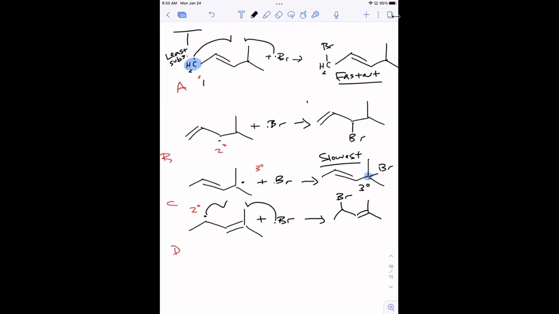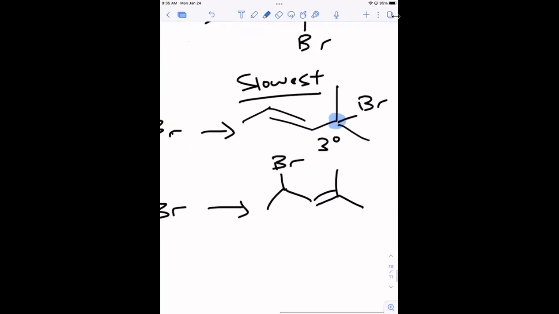Anybody remember that from part 1? When we talk about monosubstituted, trisubstituted, disubstituted, and tetrasubstituted alkenes, the more substituted it is, the more stable it is. So when we look at that bottom product and compare the double bond itself to the other double bonds up here.